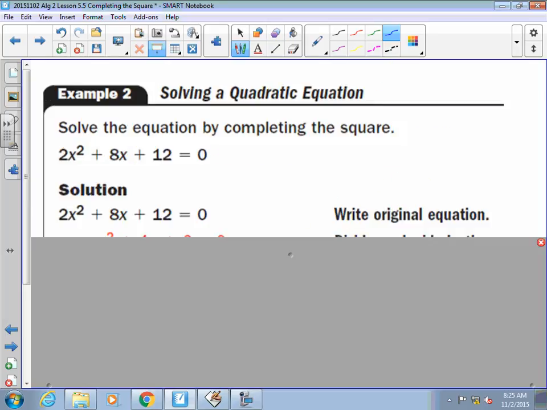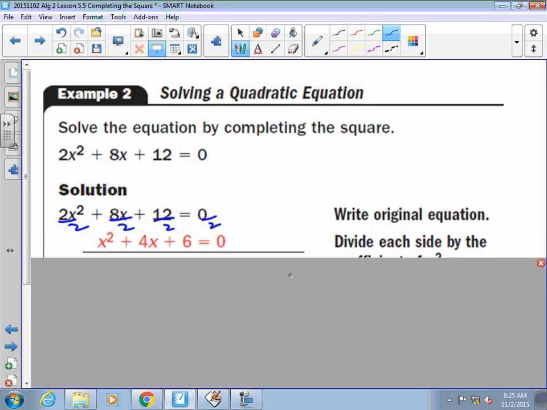Example number 2 is solving a quadratic equation. Okay, so we have 2x squared plus 8x plus 12 equals 0. First thing you want to do is factor out any common factors. Notice all of these have the number 2 in them. So you can divide the entire equation by 2. You can divide this by 2, this by 2, this by 2, and even 0 can be divided by 2. You're still going to get 0. So when you divide by 2, you get x squared plus 4x plus 6 equals 0.